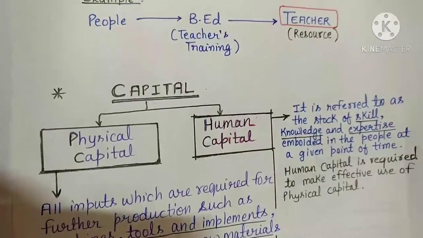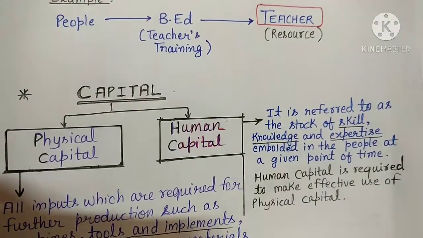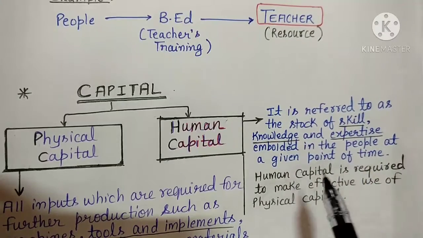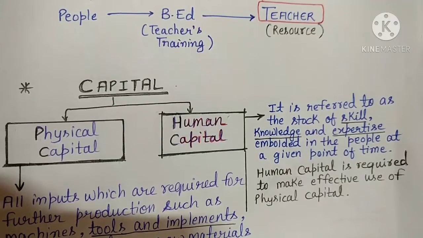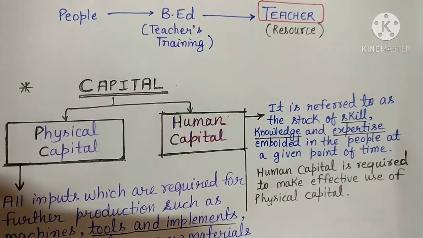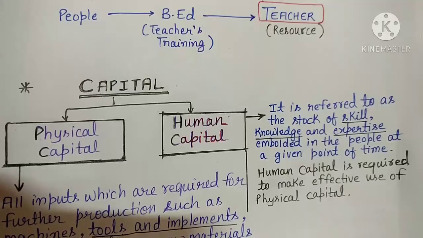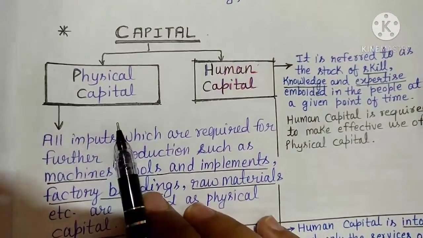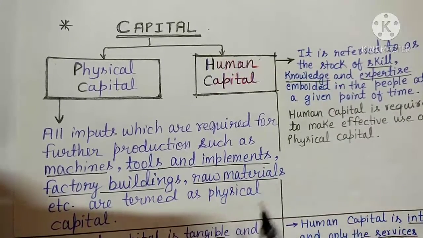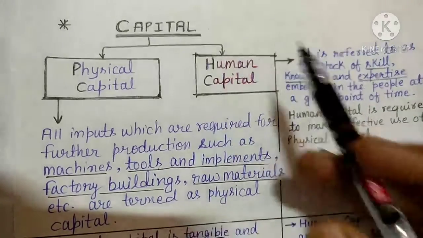Now we'll talk about human capital. What is human capital? It is referred to as the stock of skill, knowledge and expertise embodied in the people at a given point of time. It means it is about humans, that is, people. So they are calling people a capital. Why? Common people will become human capital when they gain expertise or skill, or they are filled with knowledge. Because human capital is required to make effective use of physical capital. Who will use this physical capital? Who will use these machines, tools and implements? Those who are experts in using them. The people who are using this physical capital will be called human capital.